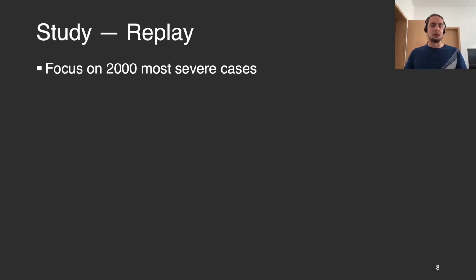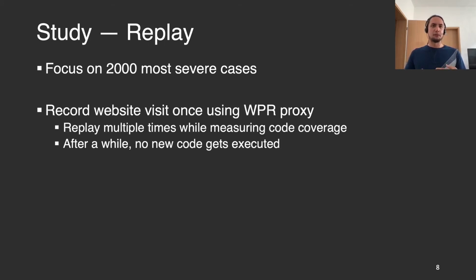And we did some more additional analysis. For that, the setup was a bit more complicated. We visited the website once and used a tool called Web Page Replay, which is basically a proxy. And we record this visit to the website and try to make that deterministically replay. So we record it once and then we replay it a lot of times. And we constantly measure the code coverage. So what lines of JavaScript code get executed and which lines don't get executed.